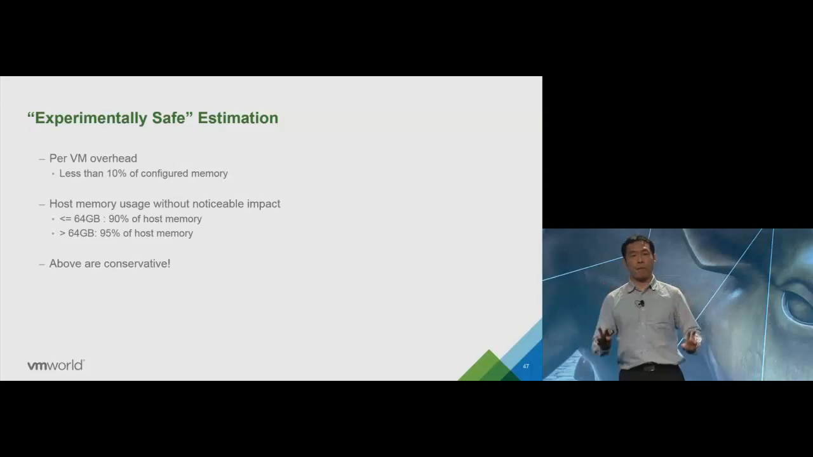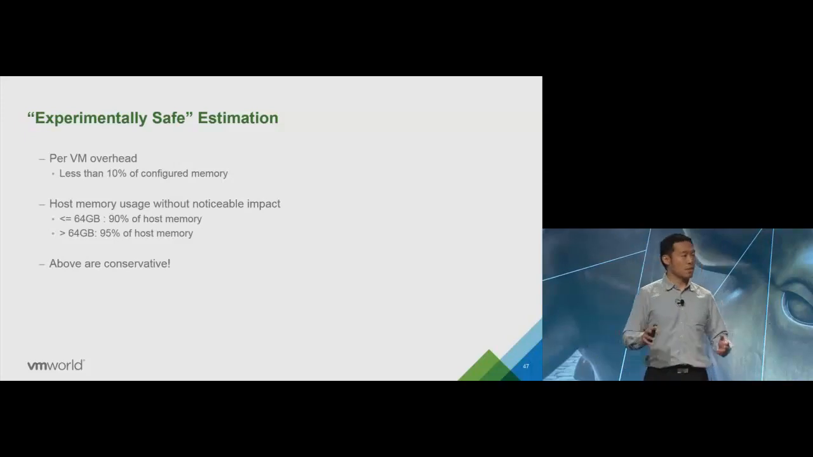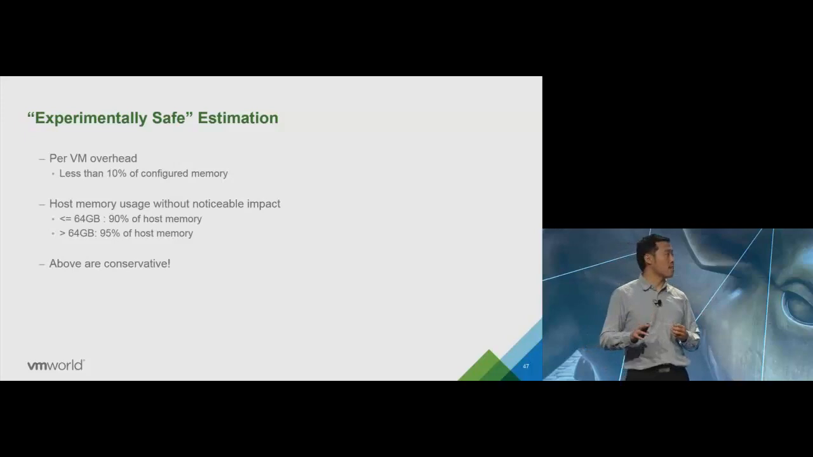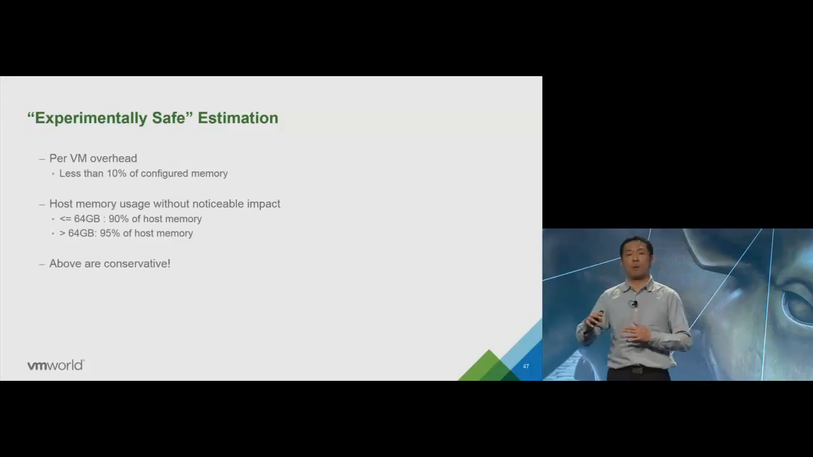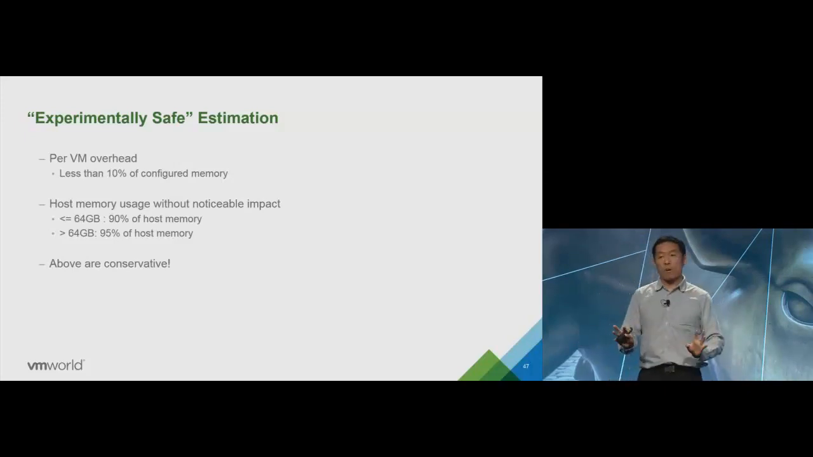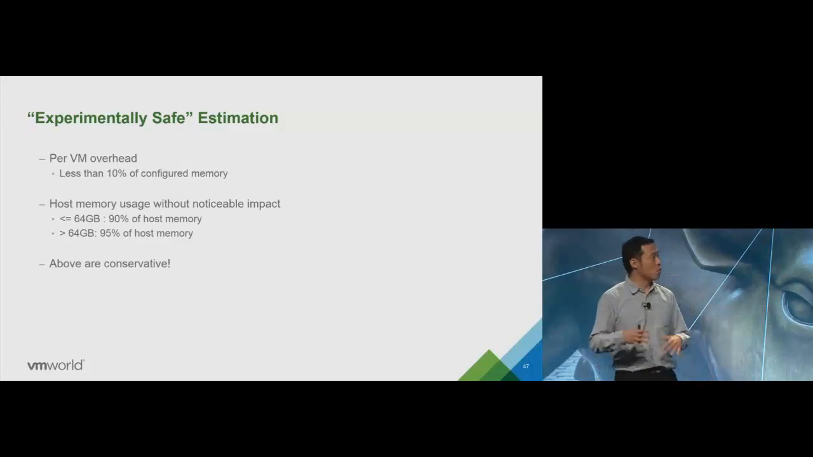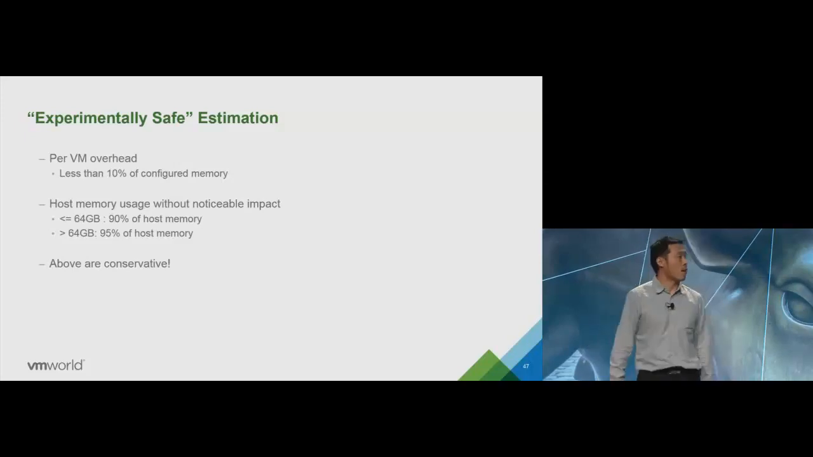For host overhead memory, I use a slightly different metric. Basically, if your host has less than 64 gigabytes, and you use less than 90% of the host memory, you should not see any noticeable performance impact due to memory reclamation. For hosts with more than 64 gigabytes of memory, such a threshold is 95%. Again, I want to emphasize that all these numbers are pretty conservative. I would assume that you should see less overhead in your working environment.